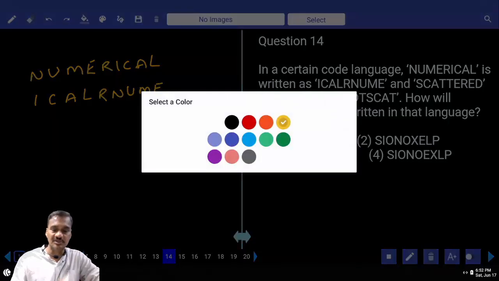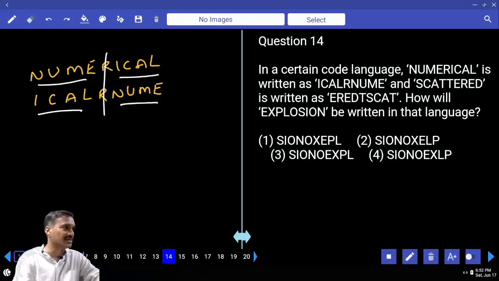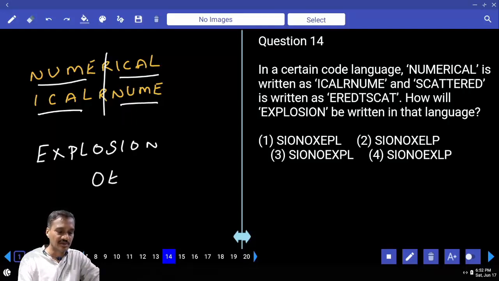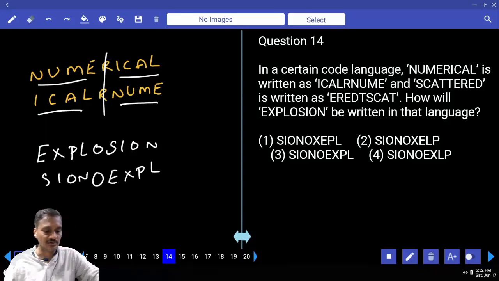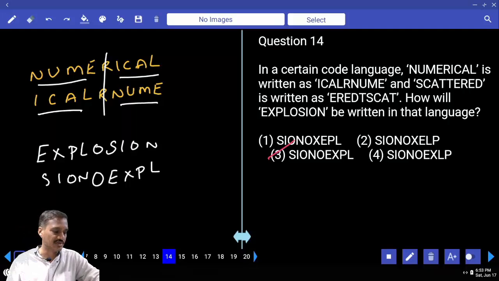Now in this one, if you observe here, the word is divided into how many parts? The middle letter remained as it is, the first four letters are written at the last, and the last four letters are written at the beginning. Isn't it? In the same way, explosion, E-X-P-L-O-S-I-O-N. In this word, explosion, O remained the same, and the remaining E-X-P-L and S-I-O-N are swapped. Choice 3, question number 14.